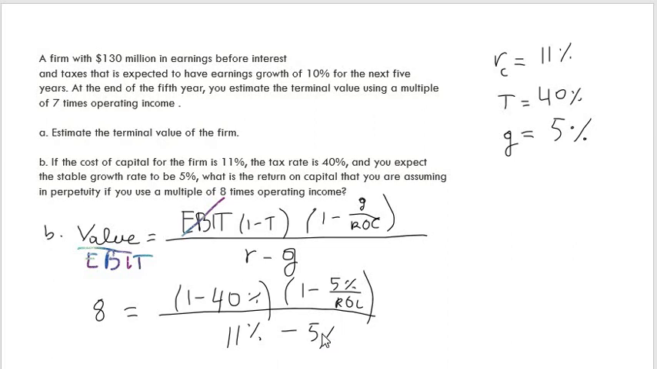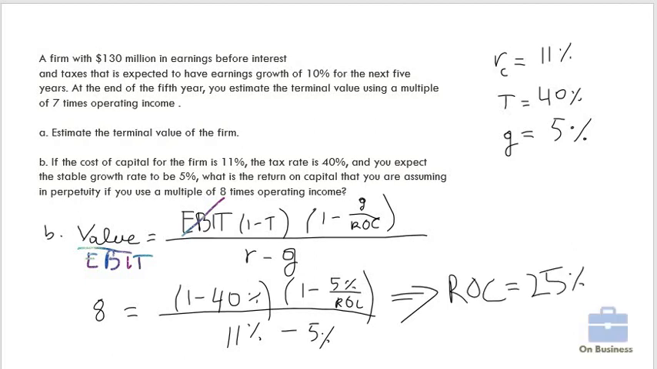And solving for my ROC, I will get 25%. So ROC then is 25%. Notice here that they changed the EBIT multiple, by the way. In part B it's 8, in part A it was 7.